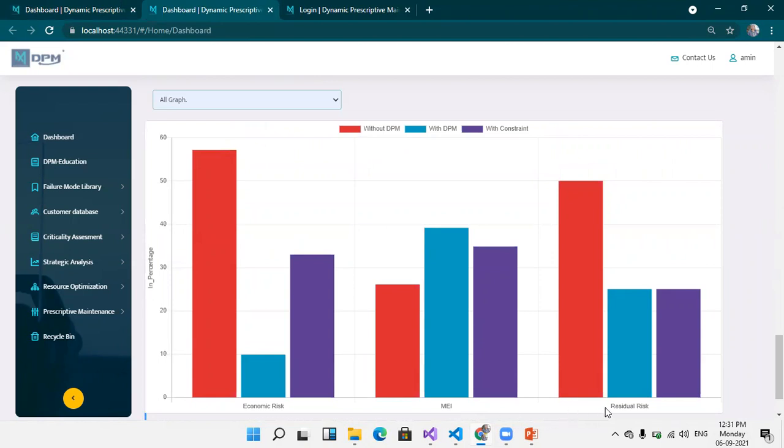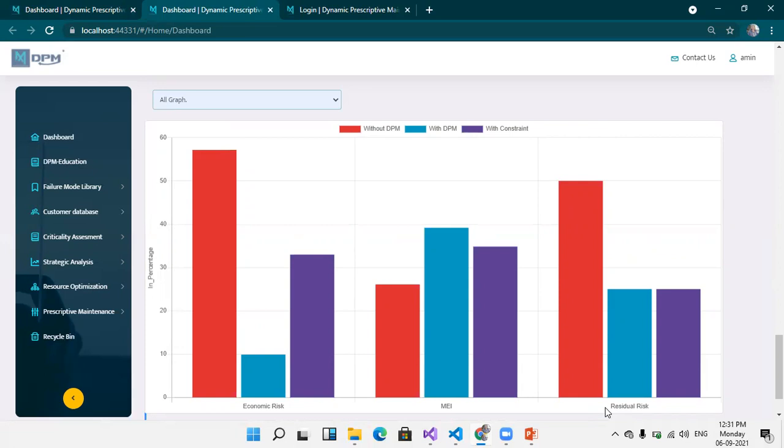The input to the residual risk comes by the risk matrix. We use either a 5 by 5 risk matrix or a 6 by 6 risk matrix. In this case, we use a 5 by 5 risk matrix. We are open to the customer's risk matrix. If it is different, we can apply it. There is no problem at all.